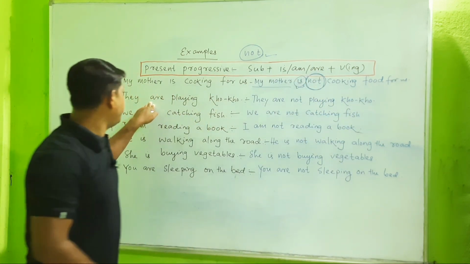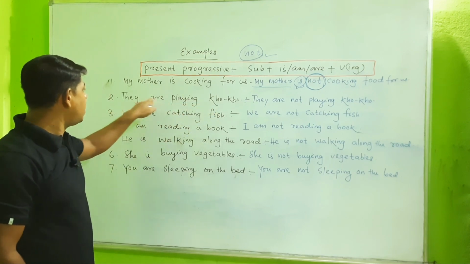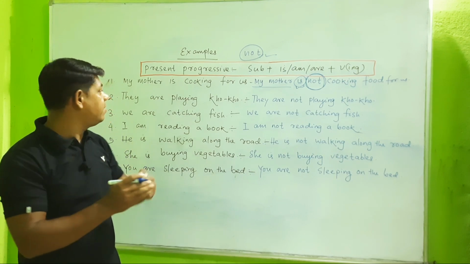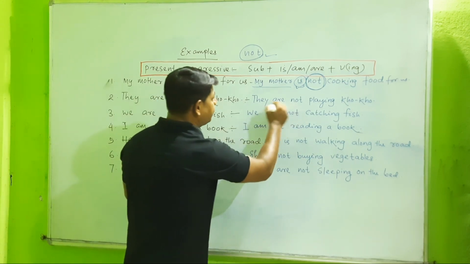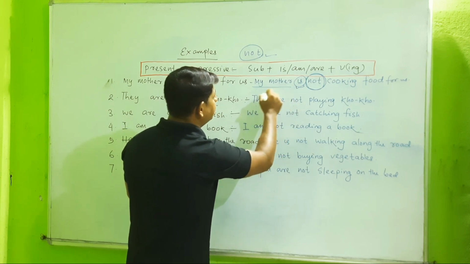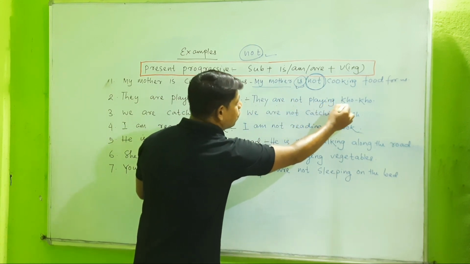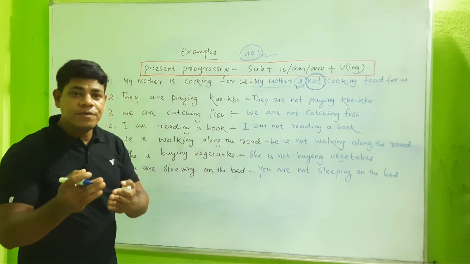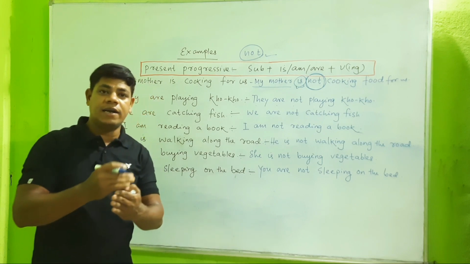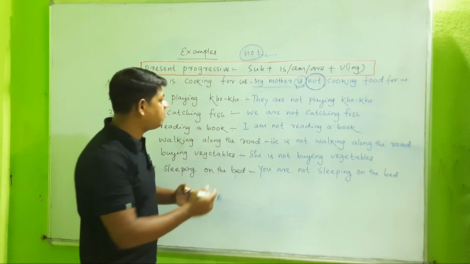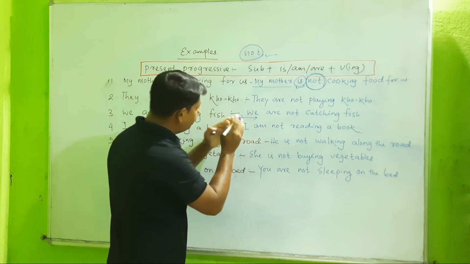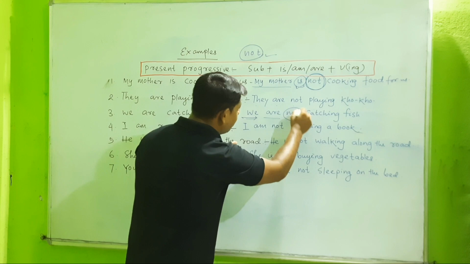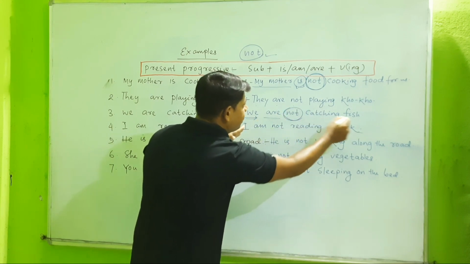Then you see, they are playing kho-kho. So if you are going to convert this sentence into a negative sentence, you have to just add not. They are not playing kho-kho. Then we are catching fish. If this sentence is going to be converted into a negative sentence, that time you have to just write like this. The subject is we. So we are, then you have to add not. We are not catching fish.